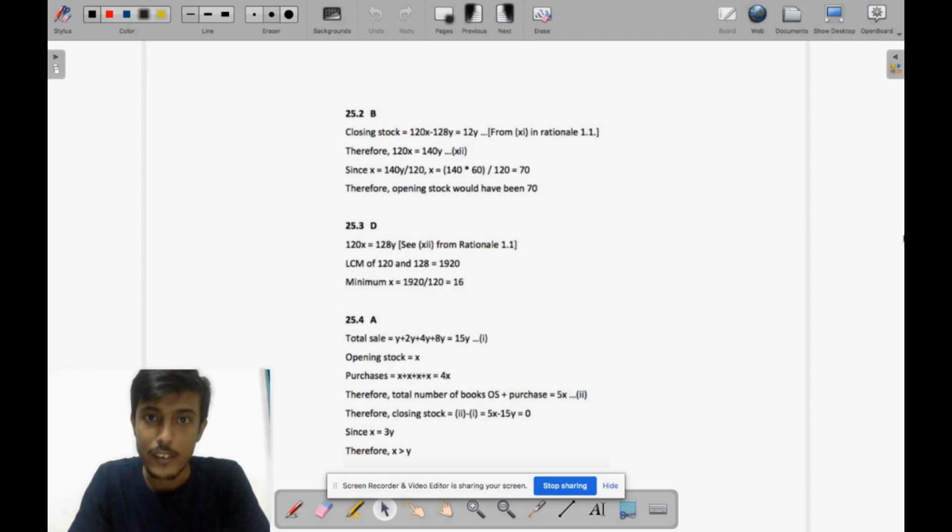So closing stock, as you can see, will be equal to 5x minus 15y, which will be equal to 0 because we are assuming the remainder to be 0. Hence, we get the option x is equal to 3y. So now what do we mean by x is equal to 3y? That means whatever the value of y will be, x's value will be 3 times more than that. That means your option A is right, which means x will always be more than y.